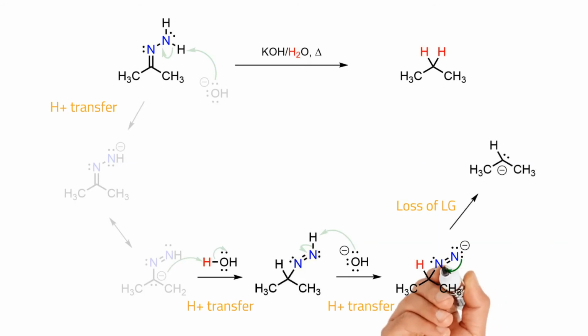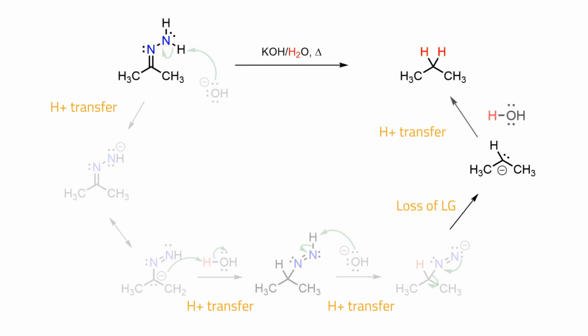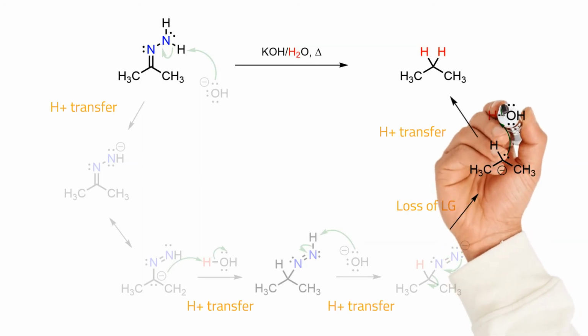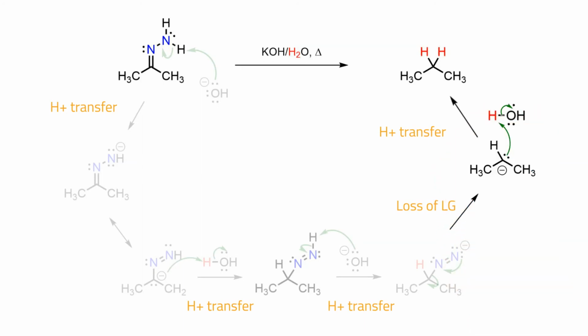In the key event, a molecule of nitrogen is lost as an excellent leaving group to produce a very unstable carbanion. The loss of the gas is irreversible. Since the highly reactive carbanion is generated in an aqueous environment, it will be deprotonated quickly to give the final product of reduction.